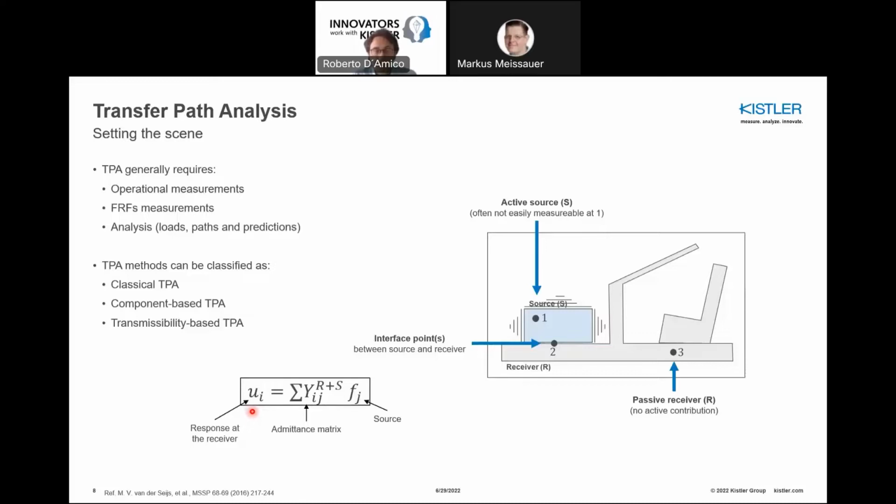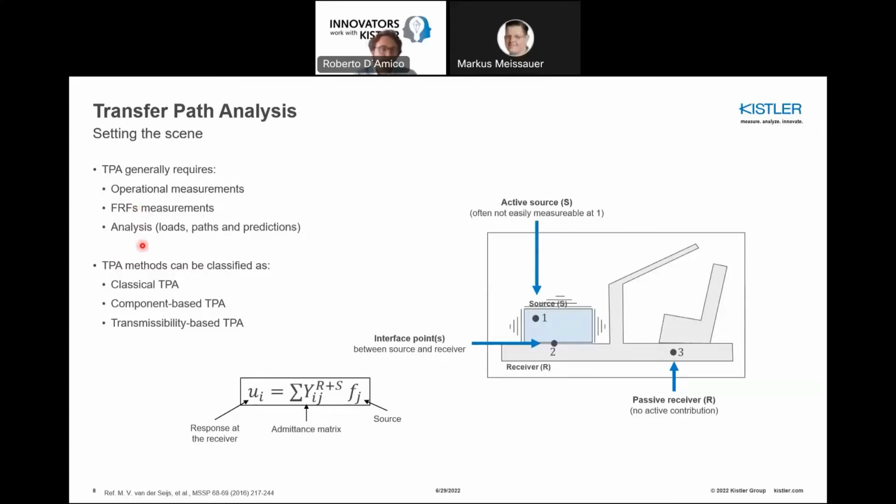Now when it comes to TPA, I want to mention that from a measurement perspective, because we are going to go in that direction, we have two levels of measurements. We have operational measurements and FRF measurements. We also have a third level. We need to go to the analysis. We need to analyze the data and we need to extract the information we're interested in, so either loads, paths, or maybe we want to do some predictive analysis. But it is important that this phase is also needed to extract information from what you've measured.